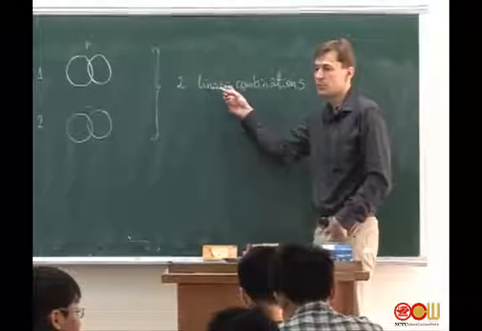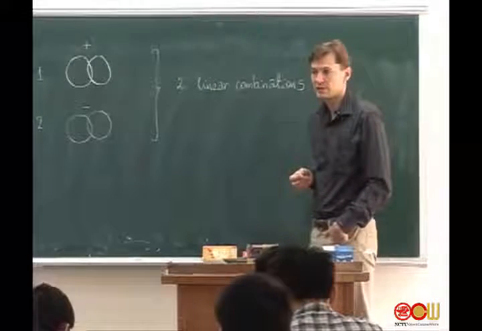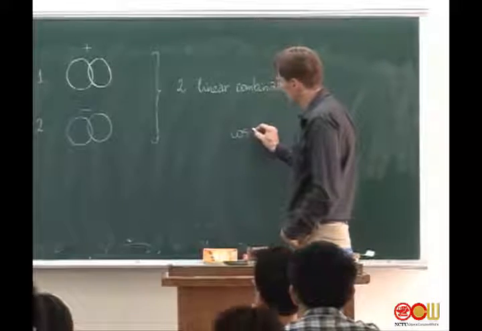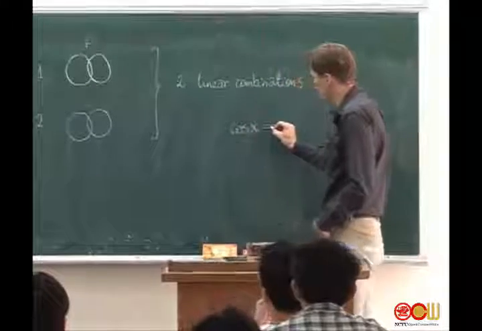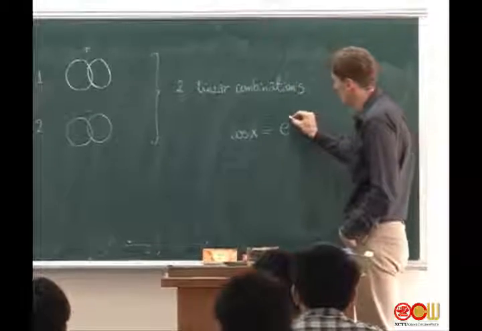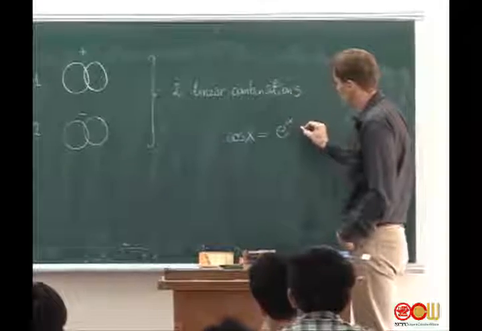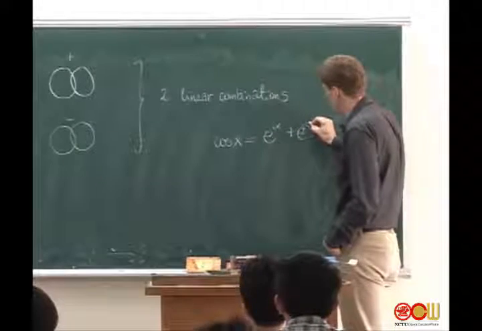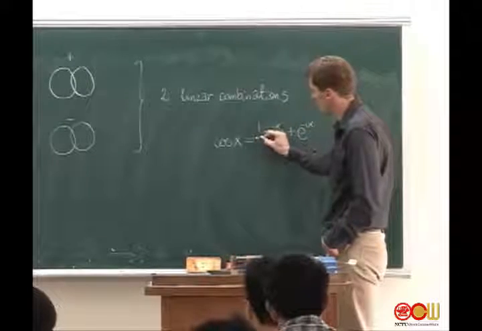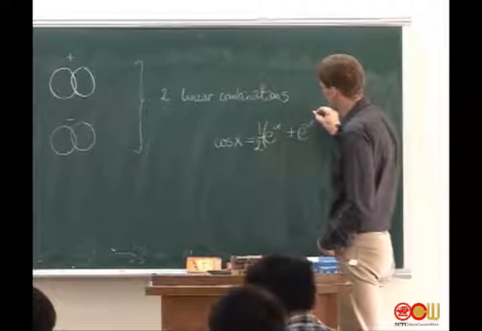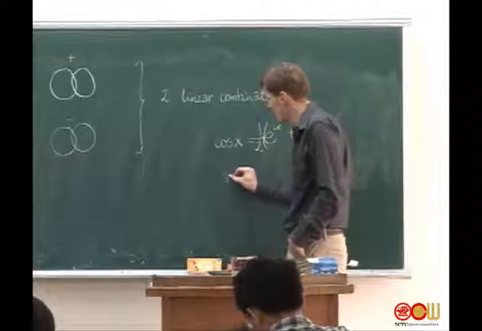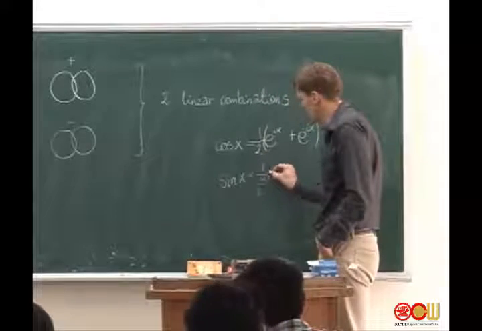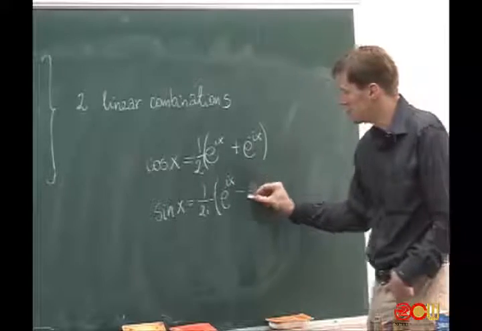And the word linear combinations we already met before in this class when we were discussing that cosine of x can be represented as a linear combination of e to the ix plus e to the minus ix. And of course you remember that in fact we had to put here 1/2 to get the equality. And we also said that the sine of x can be given as a linear combination of the same things, but with the minus sign.